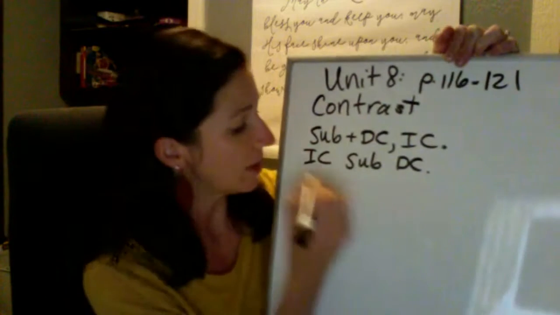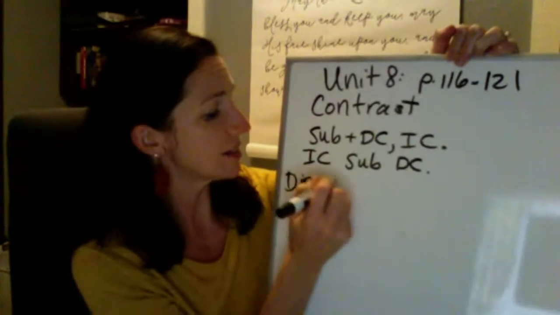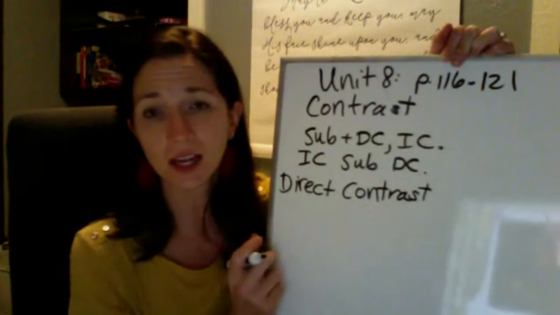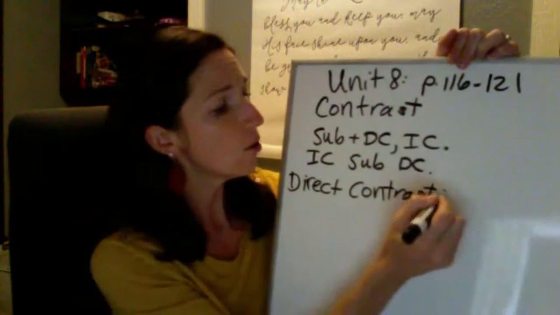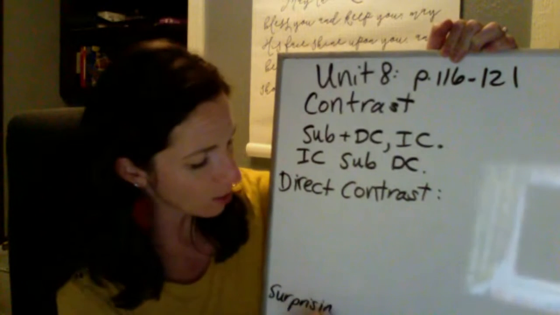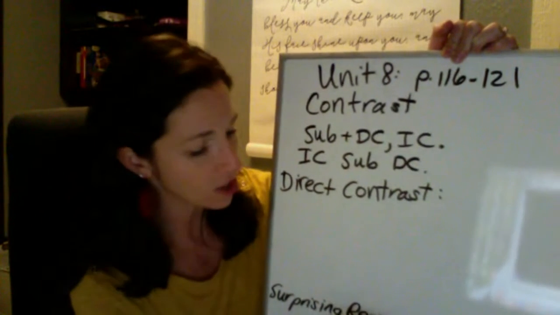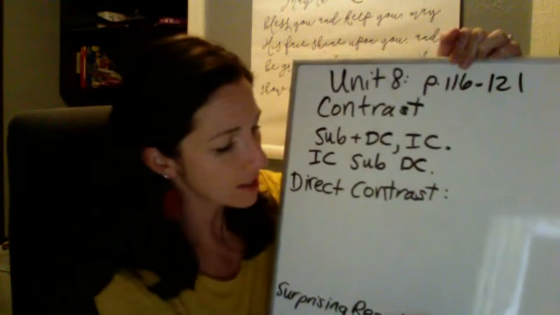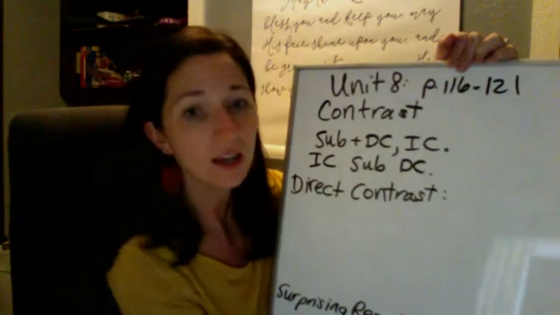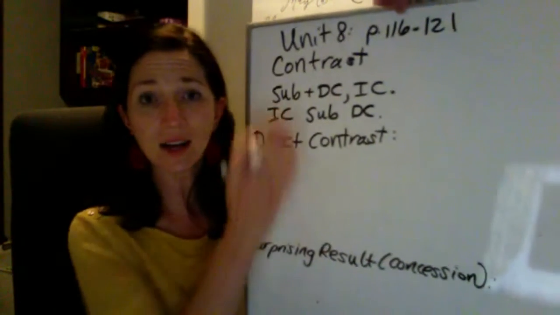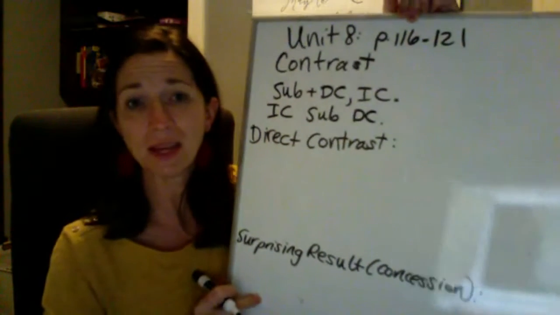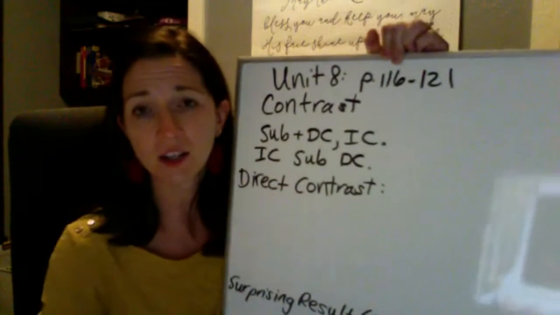We have direct contrast, which means I'm really just showing how two things are in opposition, or we have what we call surprising result. And in your book, they call this concession. And so these are the two different types that we're going to be looking at. So we need to know, first of all, is it a subordinator? If it follows these rules, then we have two different types of meaning. So we'll start with direct contrast.